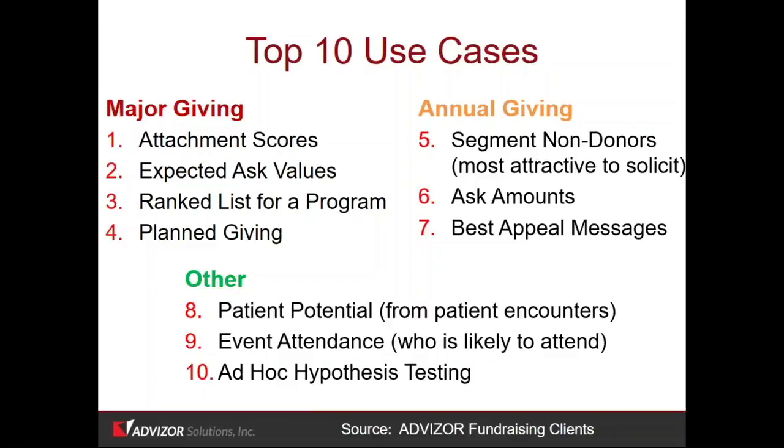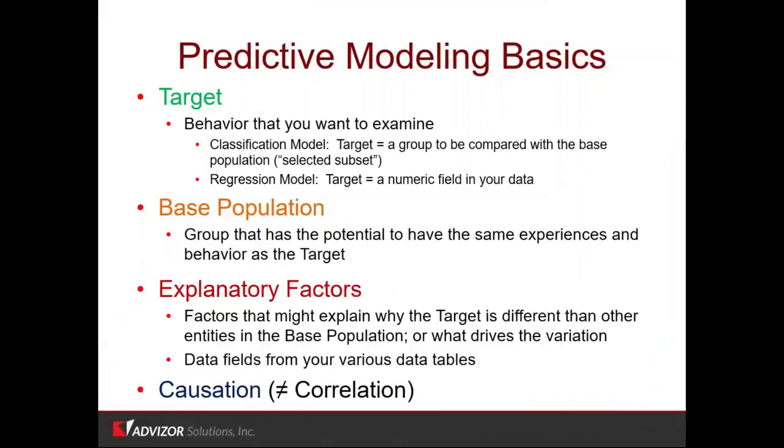So this is just from what we've seen in our clients, the kind of models that are most done. And today we're going to focus on two of them, attachment scores in major giving and segmenting non-donors in annual giving. So we're going to move into building a model. There's a few basic concepts. There's a target, which is the behavior you want to examine. There's a base population, which is a group that has the potential to have the experience or the behavior of the target.